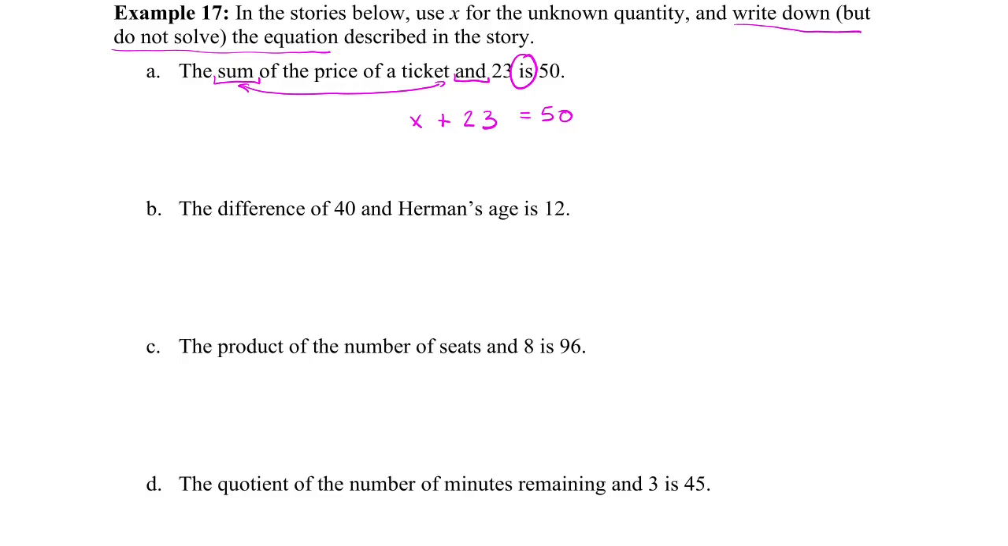Next, the difference of 40 and Armand's age is 12. So the difference, that's subtraction. 40 comes before the subtraction. Armand's age, that's an unknown, so we'll call it x, is 12.